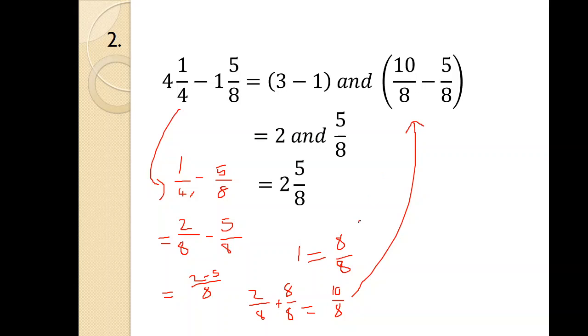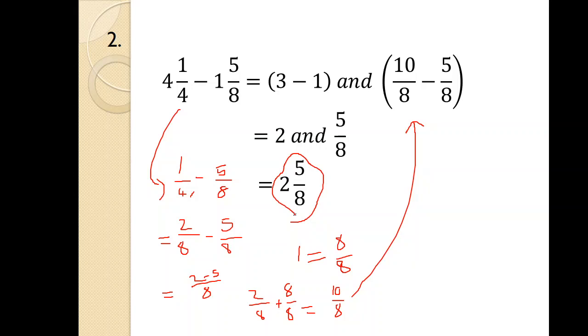Okay, and there you can see that they already have the same denominator. Then from there, the whole number part is giving me 2, and the fractional part gives me 10 minus 5, which is just 5 over 8. To combine them, our final answer is just 2 and 5 over 8. Okay, I hope you get that.